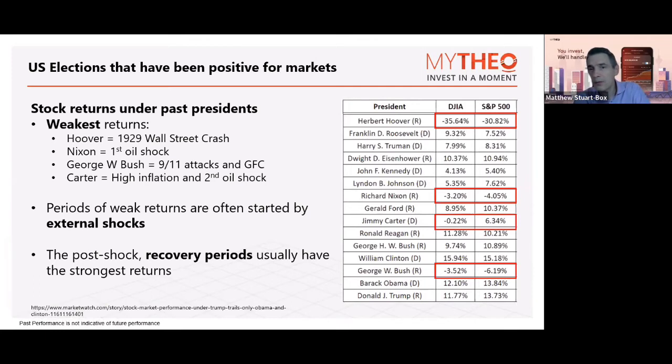And similarly, you could argue that Barack Obama and also Donald Trump to an extent rode on the gains of the rebound from the GFC. So I think what comes out from here is, if you're an unlucky president and you suffer a big external shock during your presidency, then market returns are going to be weak.